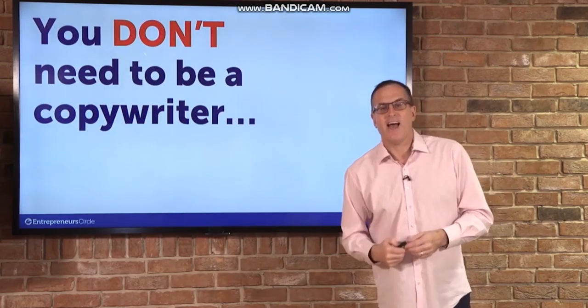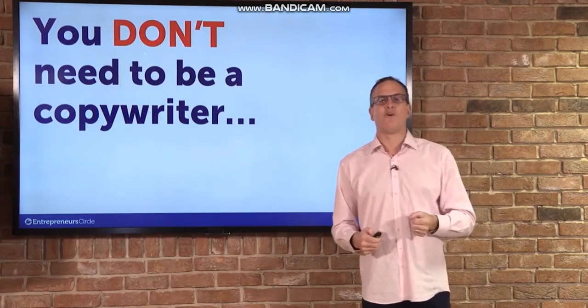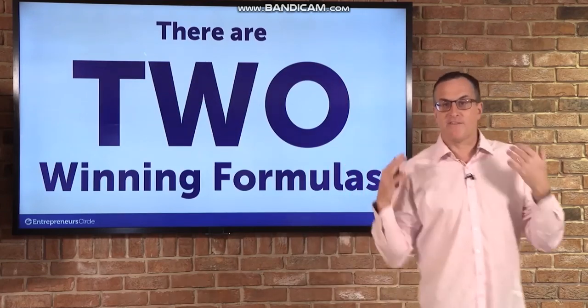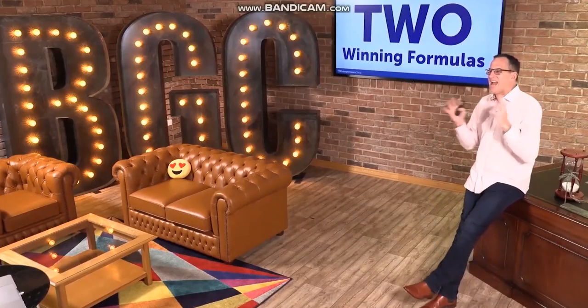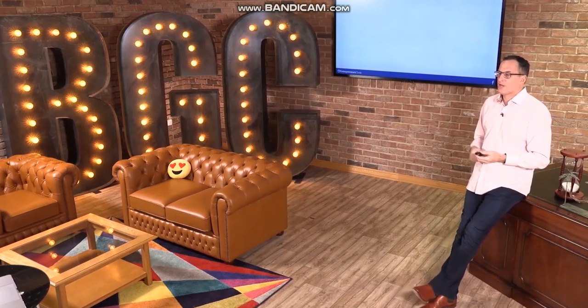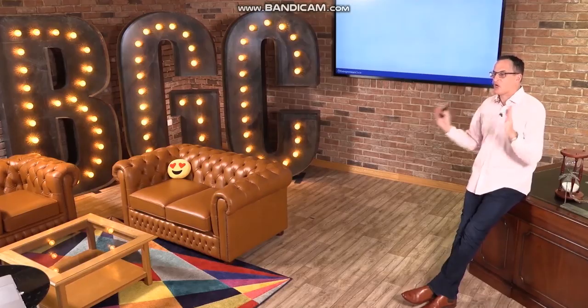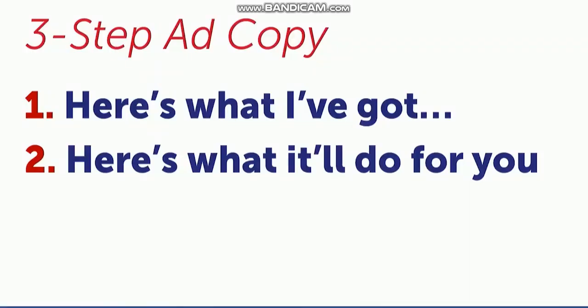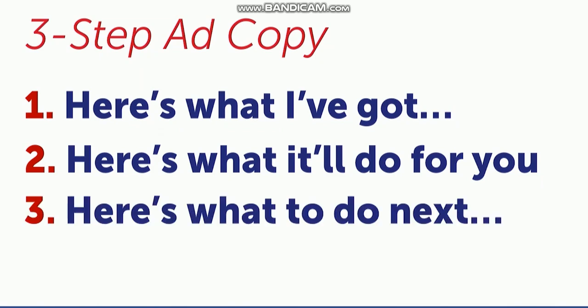It's good news, right? There are 2 winning formulas for writing really effective Facebook ads, so I'm going to share them with you. Formula number 1 is a 3-step ad copy. The steps are very straightforward. You tell them, first of all, here's what I've got. Next, you tell them, here's what it'll do for you. And then the third thing you tell them is what you want them to do next. So: here's what I've got, here's how it helps you, here's what to do next.